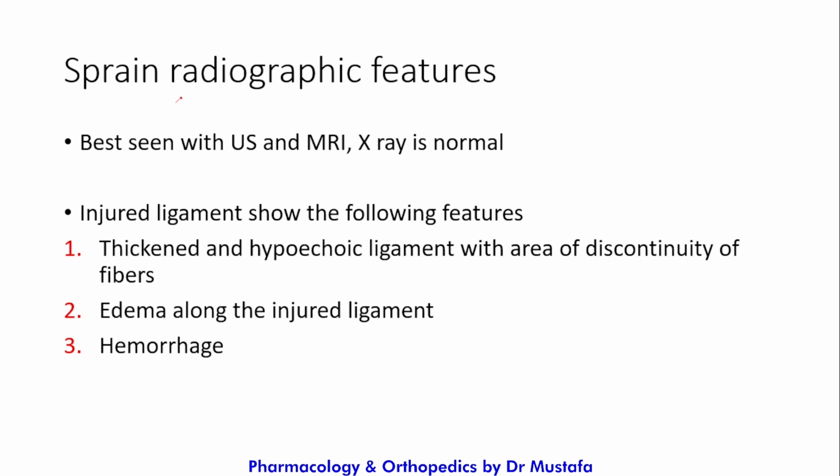Now let's talk about the radiographic features of the sprain. It is best seen with ultrasound and MRI, and the X-ray is normal. The injured ligament shows the following features when imaged by ultrasound. There is a thickened and hypoechoic ligament, and there might be an area of discontinuity of the fibers if the injury is grade 3, and there is edema along the injured ligament, and there might be hemorrhage.